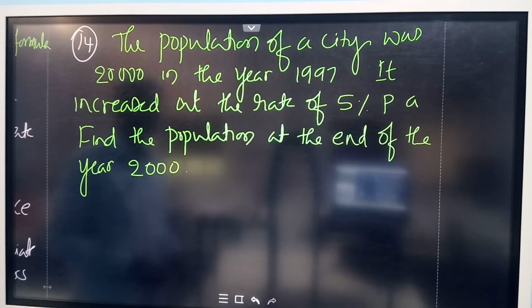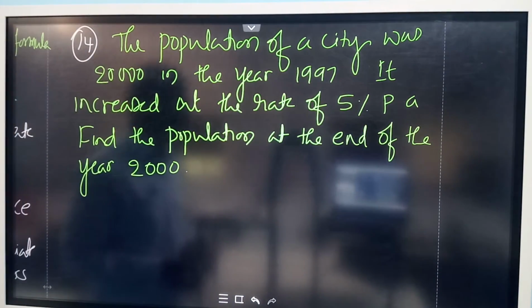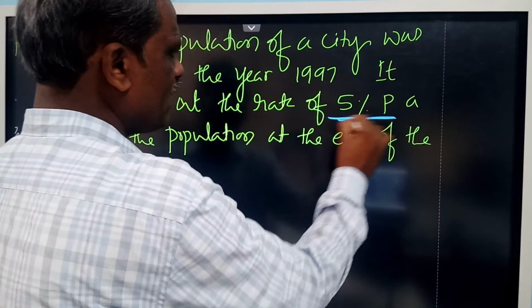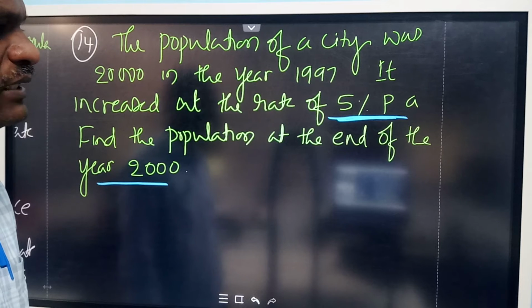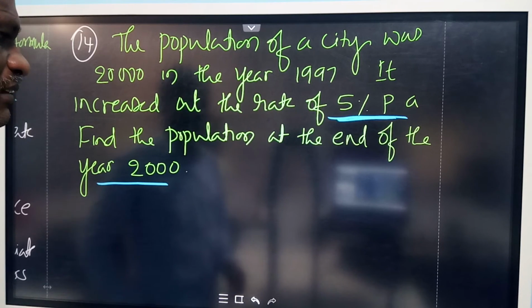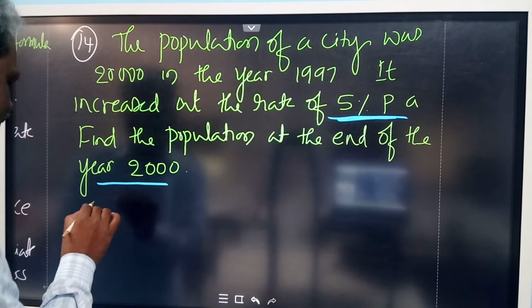The population of the city was 20,000 in year 1997. It is related to population increase. It is increased at the rate of 5% per annum. Every year it is increased at 5%. The population at the end of the year 2000 we need to calculate. So use this compound interest formula to find out the population at the end of the year. That means it is same as the amount formula.